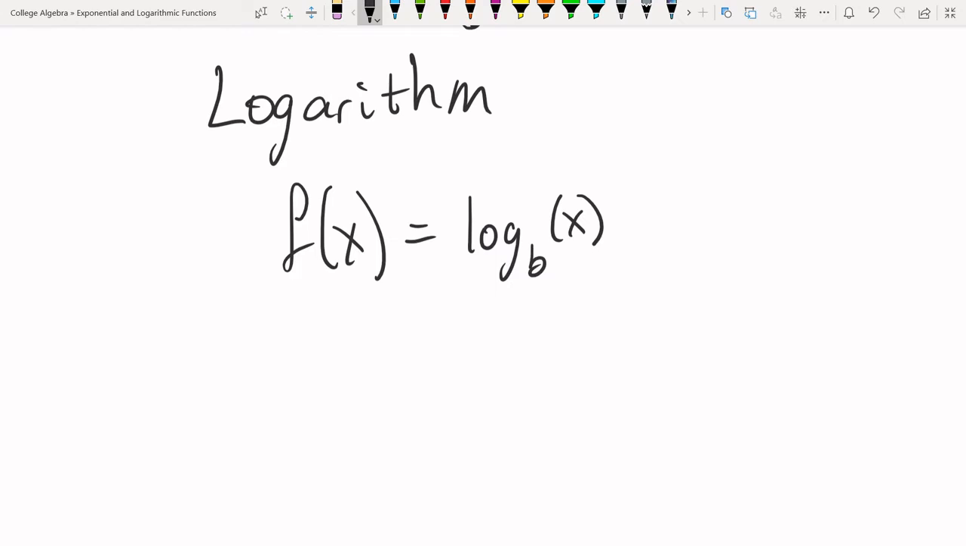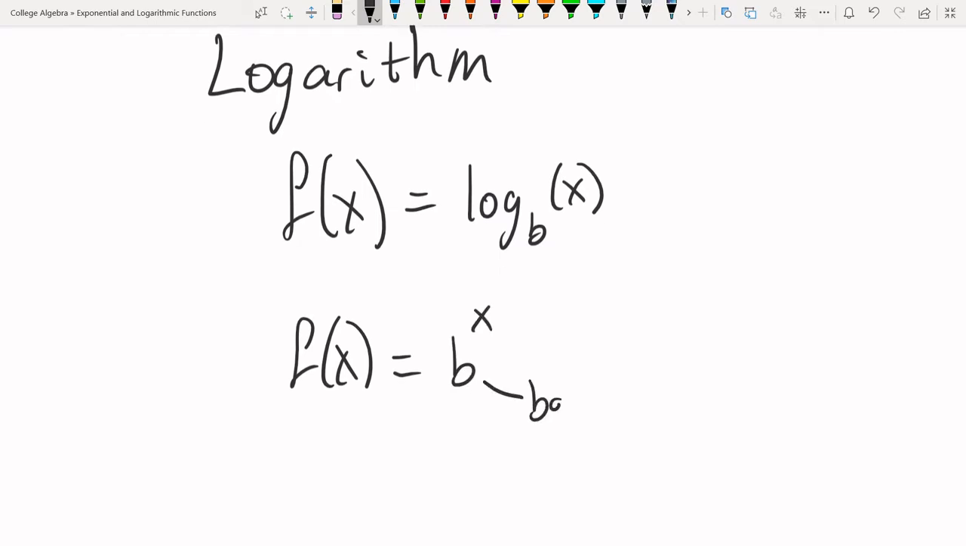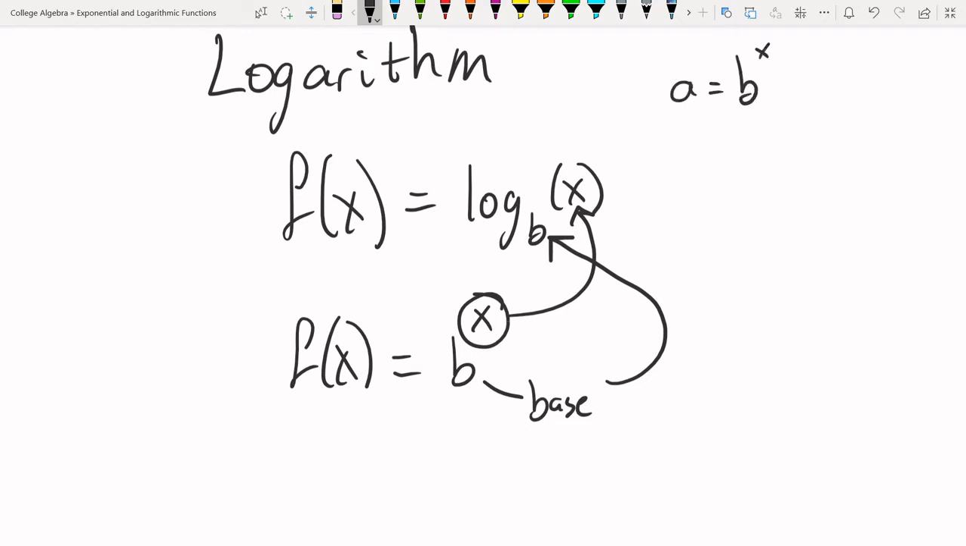So if we have the original exponential function, b to the power of x, you see that b is the base. Well, b is also the base of the logarithm. x is the variable, and x is the variable on the inside of the logarithm. In fact, you can go back and forth. Let's say a equals b to the power of x. I can change this to be log base b of a equals x. That's how you go from one side to the other: you take the logarithm or the exponent.